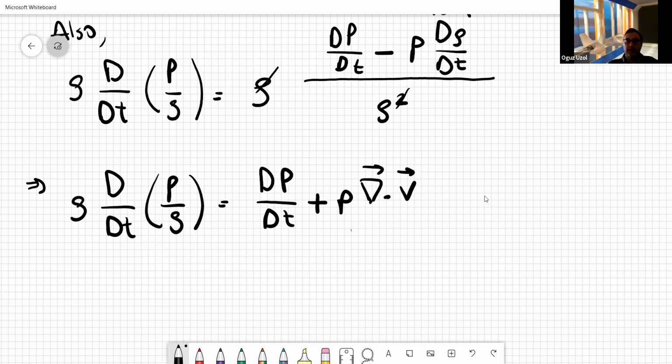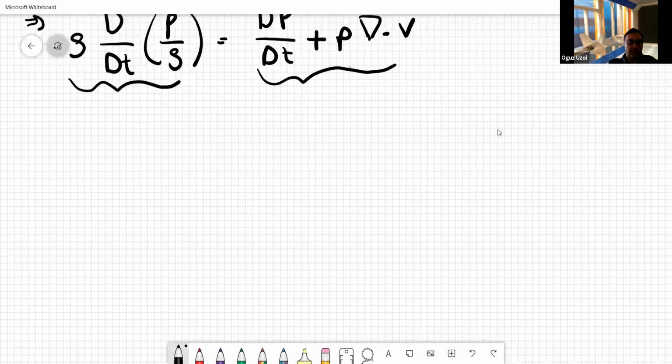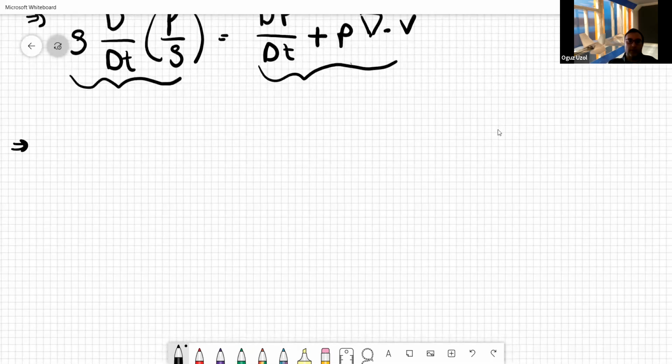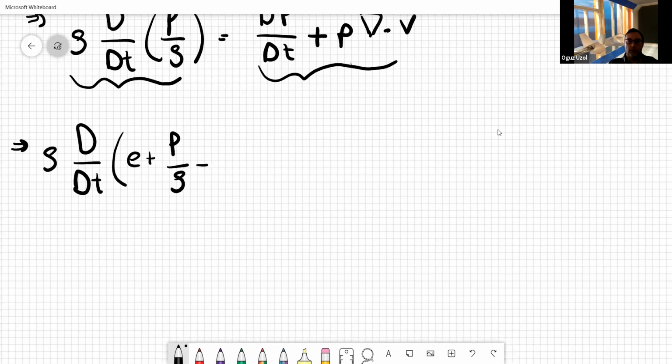So this is a better version of this term which we added to the right hand side. So let's use this term on the right hand side. We rewrite the energy equation. On the left hand side, we have the material derivative of E plus P over rho plus V square over 2. That includes the enthalpy, as we just discussed. And on the right hand side, we have minus P nabla dot V.